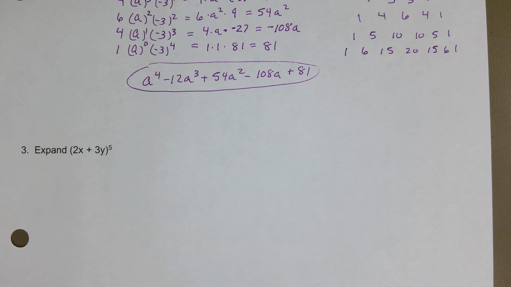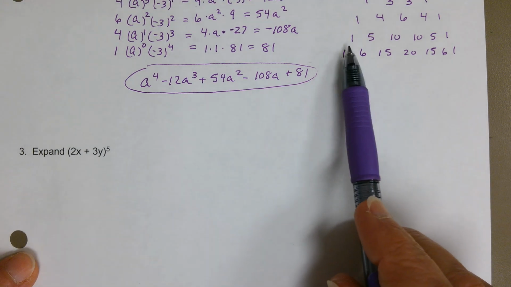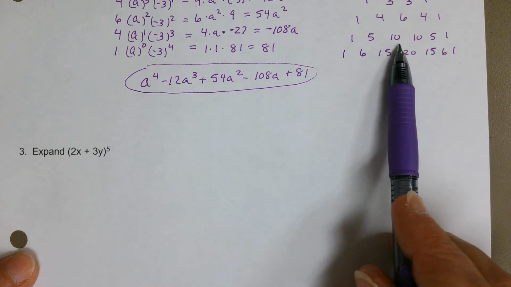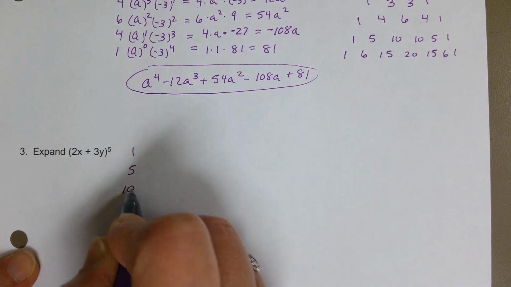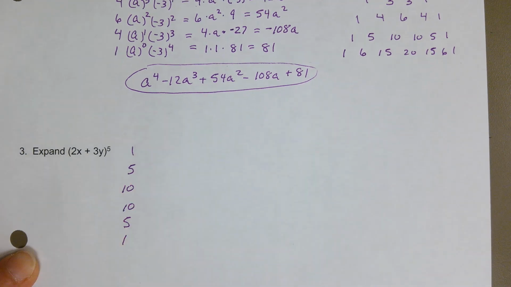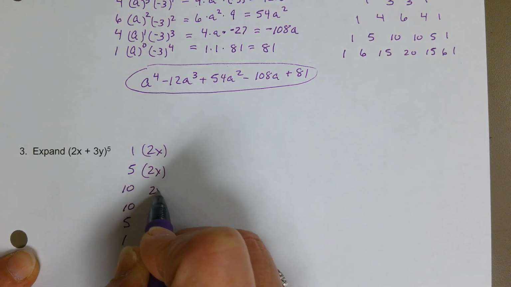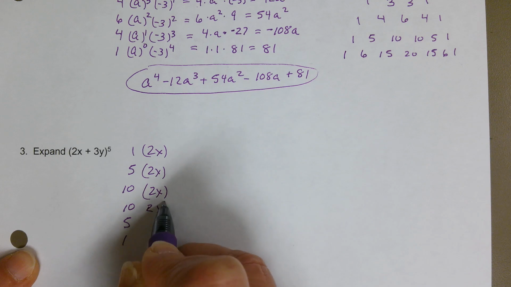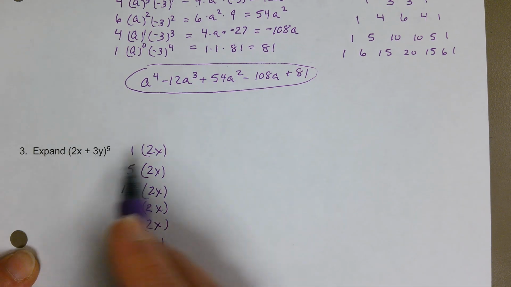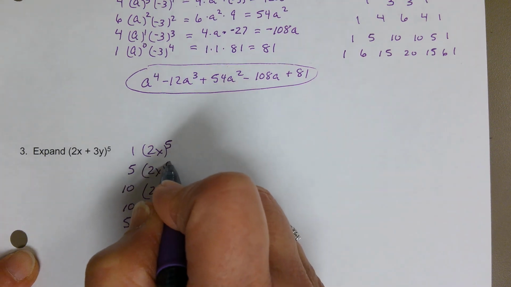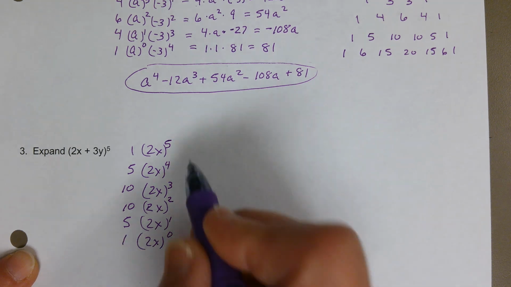Expand the binomial 2x plus 3y raised to the power of 5. Go to this row of Pascal's triangle. We'll have 6 terms. 1, 5, 10, 10, 5, 1. Take our 2x. Our exponents on 2x start high with 5 and decrease. 4, 3, 2, 1, 0. 3y.